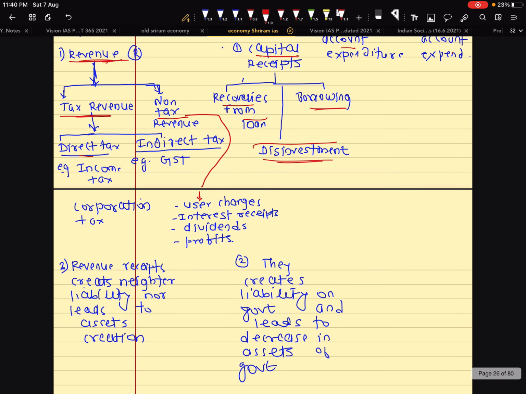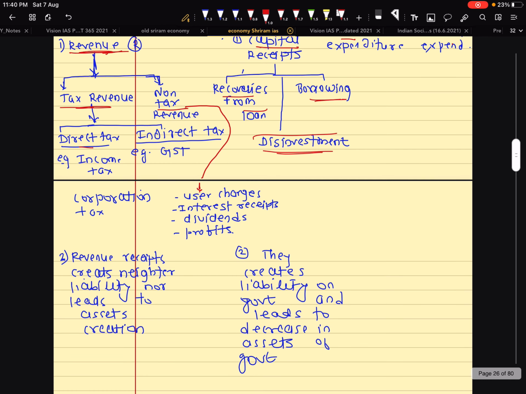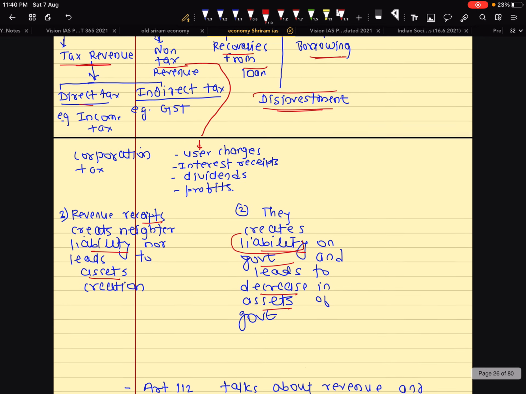Revenue receipt neither creates a liability nor creates an asset, it is just revenue. While capital receipts create liabilities on the government and lead to a decrease in the assets of the government. Meaning, if the government is borrowing from another country or any other source, the government has to pay it back, and that is the liability. And it leads to decreasing assets, because they have to pay back, so they can't create permanent assets. That's simple.